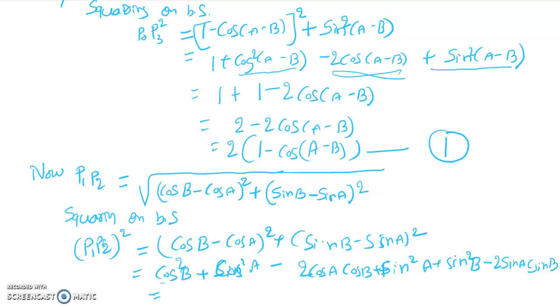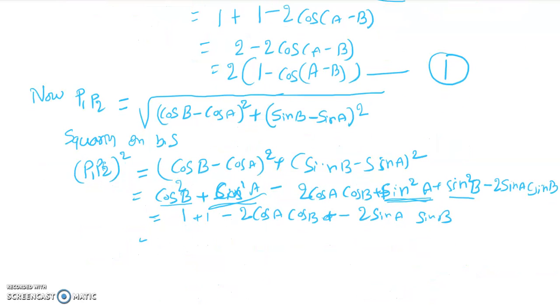Now again I make use of the formula cos square theta plus sin square theta is 1. Cos square B plus sin square B is 1. Cos square A plus sin square A is 1. Minus 2 cos A cos B, and minus 2 sin A into sin B is there. Now I write 1 plus 1 is 2. Taking 2 common, I am left with 2 into (1 minus cos A cos B, and again here I have minus sign, minus sin A sin B). I will call this equation 2.